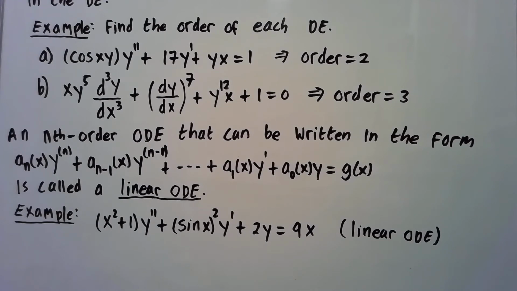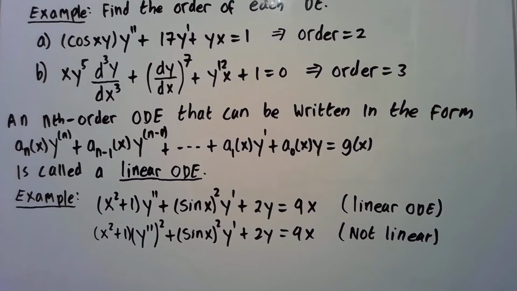Let me write another example that would not be linear. So here's another example. It's almost identical to the one above, except I just took my y double prime and squared it. Because I squared it, it will now no longer be linear. So this would not be linear, this guy here.